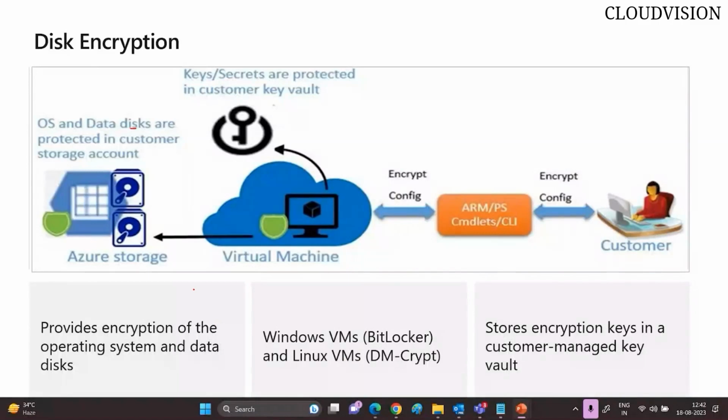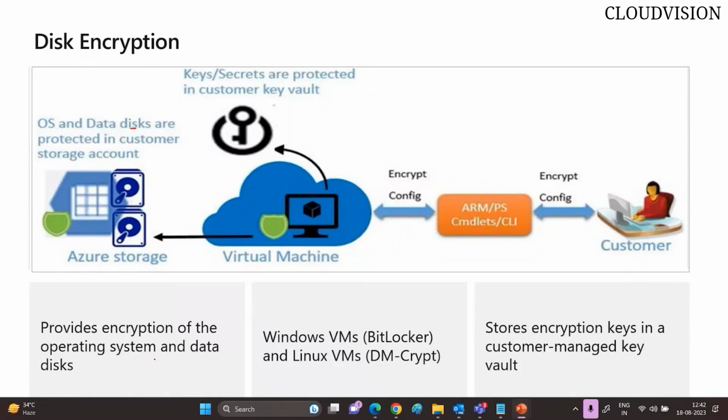So the moment you create your VM, along with that, Microsoft is going to provide encryption to those disks, to the OS disk and data disk. By default, they provide you ADE, Azure Disk Encryption, which is taken care of by Microsoft. If you do not want to use their default encryption, then you can use your custom encryption.